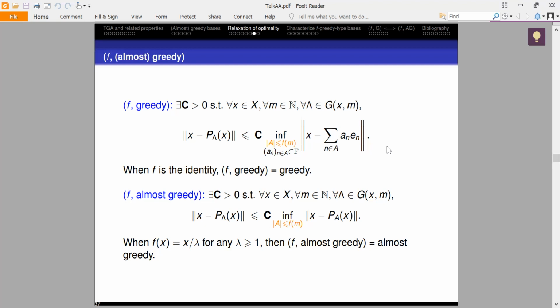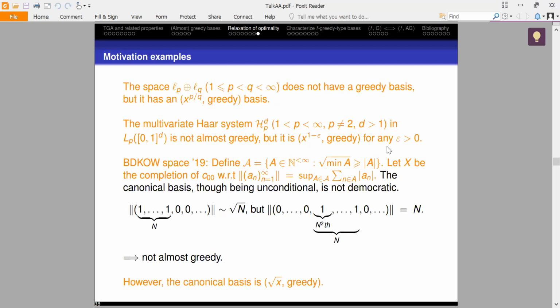So you might wonder, is there any use in introducing this new notion? What is the purpose or the motivation for this? I answer it in the next slide. We have a bunch of motivating examples. The first example comes from this space, LP, LQ. This space does not have any greedy basis, but it has an x to the p over q greedy basis, and x to the p over q is in our family F.